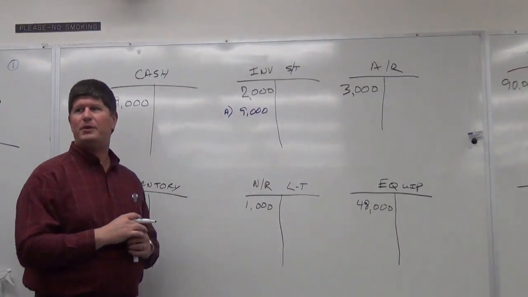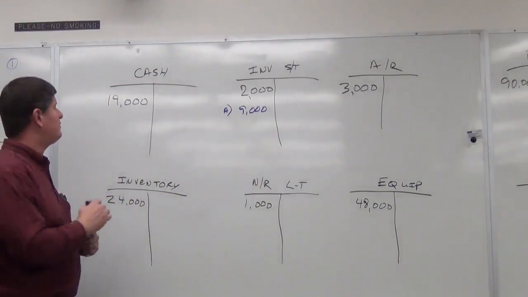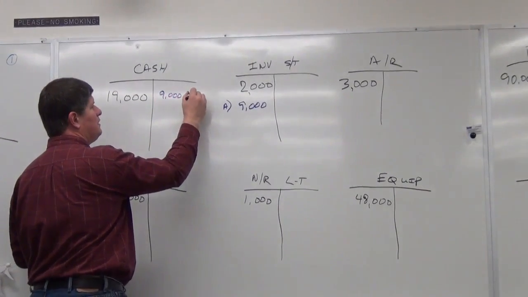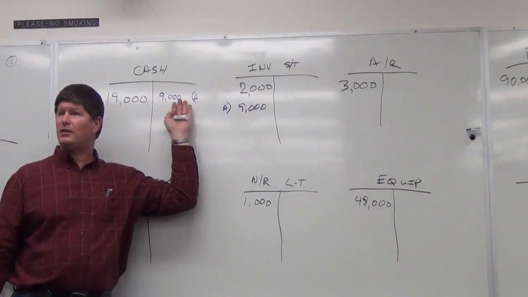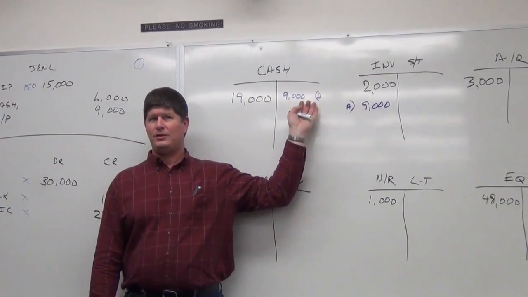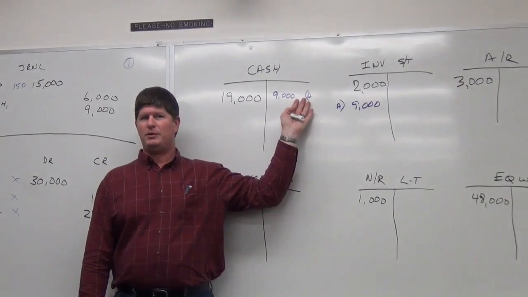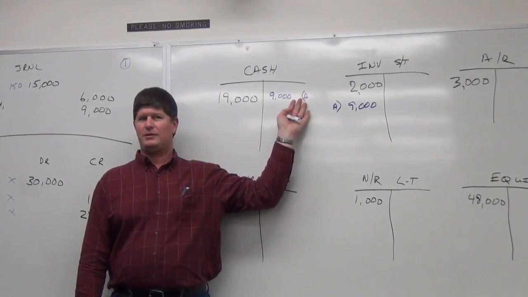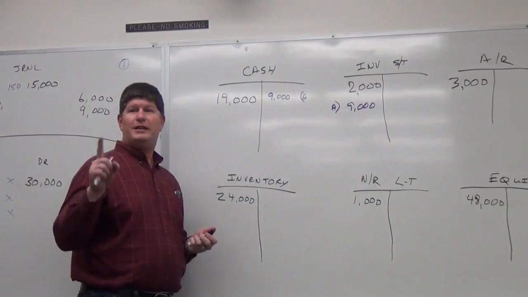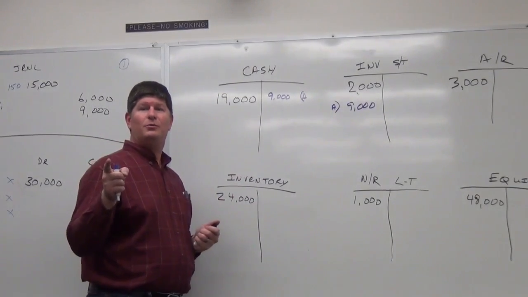And what did we give up in exchange for this? Cash. So we've got $9,000 decrease in cash, because cash decreases on the credit side. Everybody with me? Okay. I like this problem. It's a lot like a test question I've seen somewhere. Okay. Anything else with A? Moving on to B.